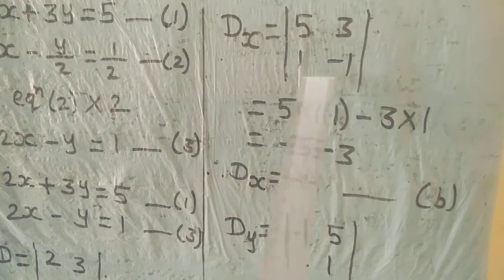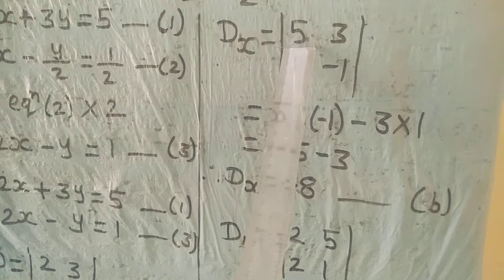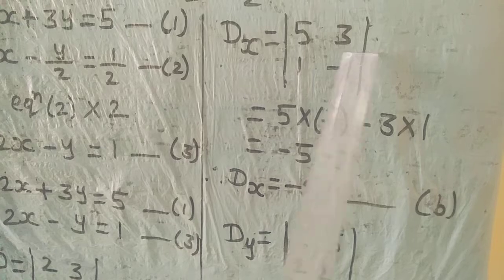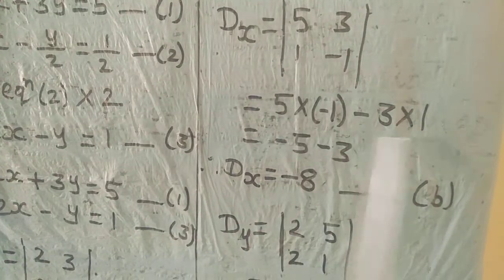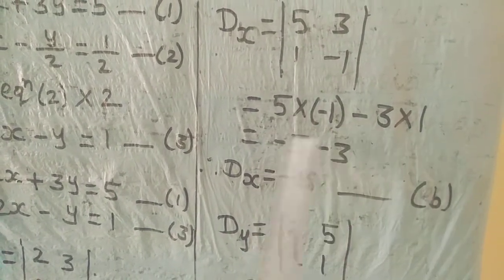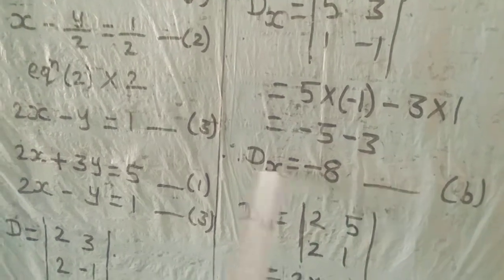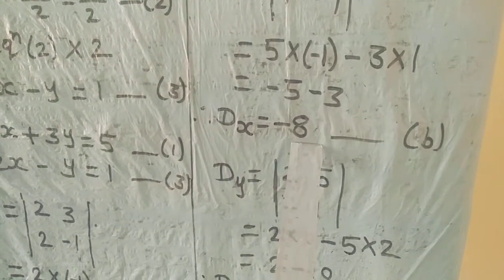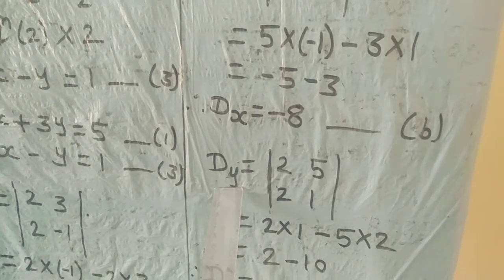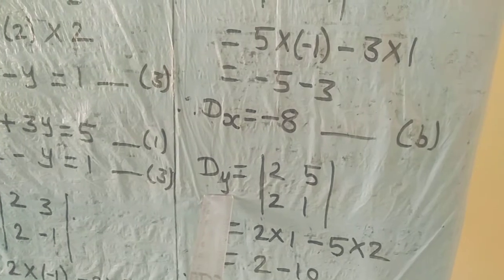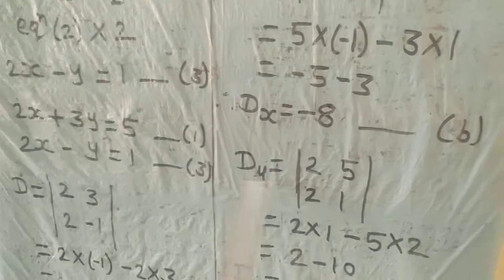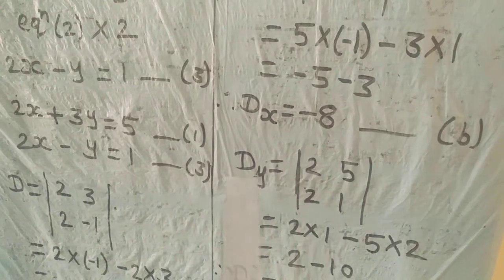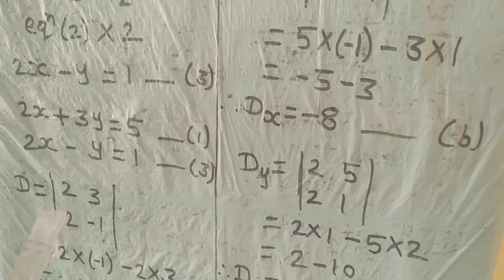Now how to solve this determinant? Again 5 gets multiplied with minus 1, then take a negative sign, then 3 gets multiplied with 1. So we get 5 multiplied with minus 1, that is minus 5, and this is minus 3. So the value of dx is equal to minus 8. Now dy.